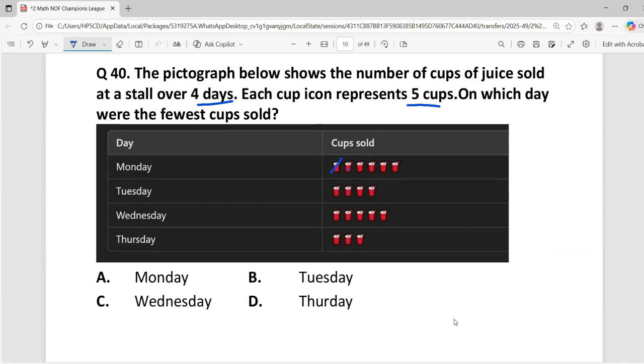So like here it is 1, 2, 3, 4, 5, 6. Okay. Here it is 1, 2, 3 and 4. 1, 2, 3, 4, 5 is on Wednesday and 1, 2, 3 is on Thursday. So from here only we can clearly see that on Thursday only very few cups have been sold. So where's Thursday? On option number D. So 40th question, D is the correct answer.